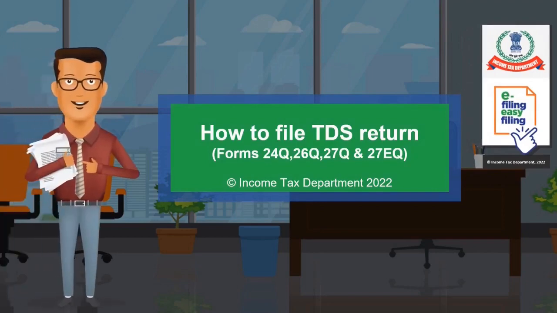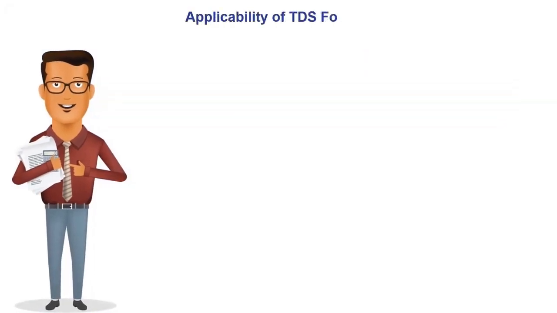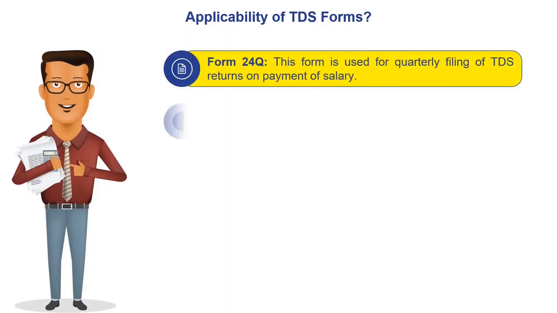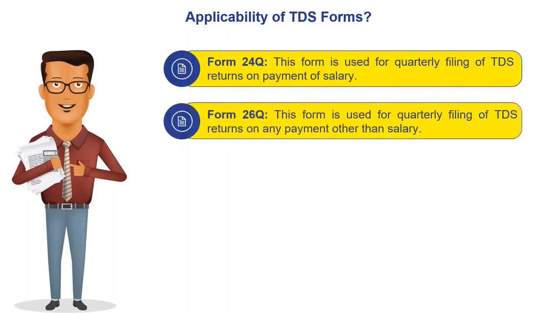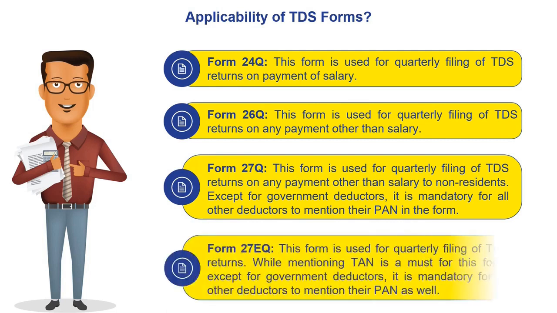Return in Form 24Q, 26Q, 27Q and 27EQ on the e-filing portal. Form 24Q is applicable for quarterly filing of TDS returns on payments of salary. Form 26Q is applicable for quarterly filing of TDS returns on payments other than salary. Form 27Q is used for quarterly filing of TDS returns on payments other than salary for non-residents. Form 27EQ is applicable for quarterly filing of TCS returns.